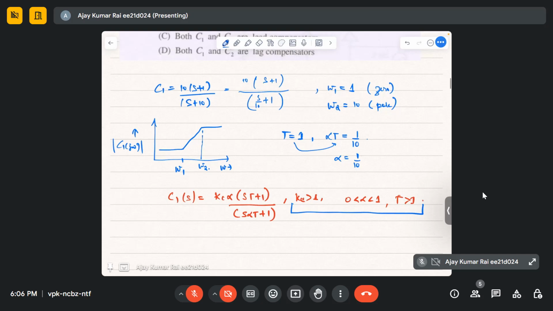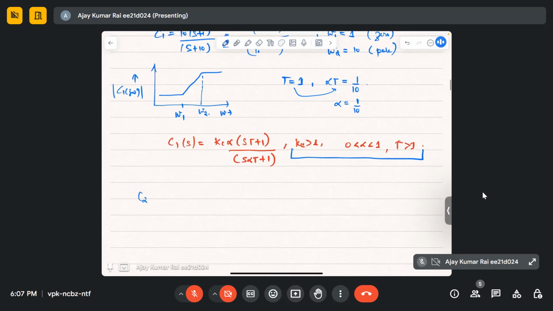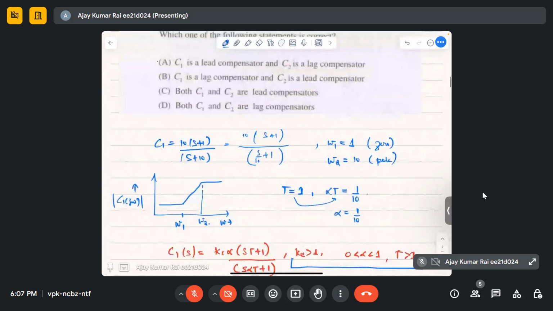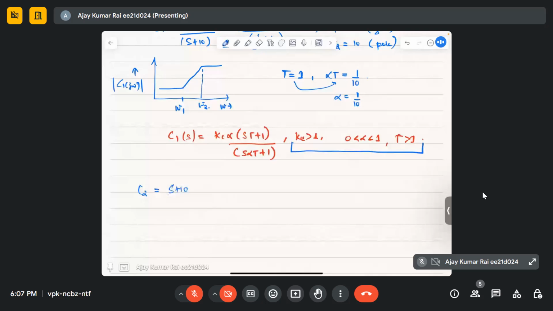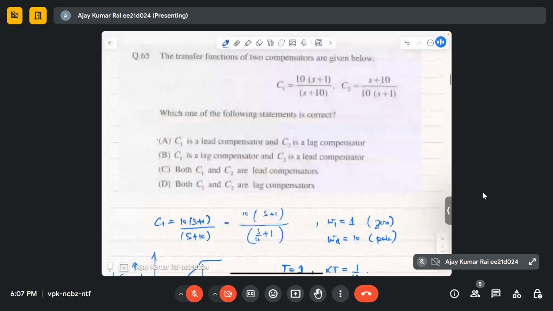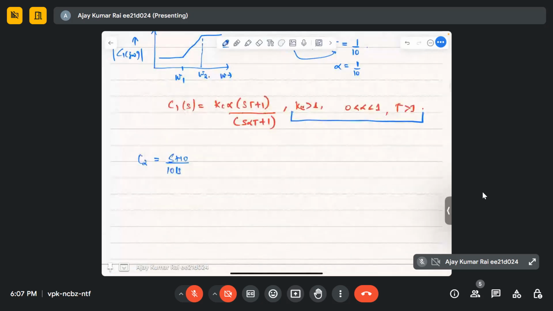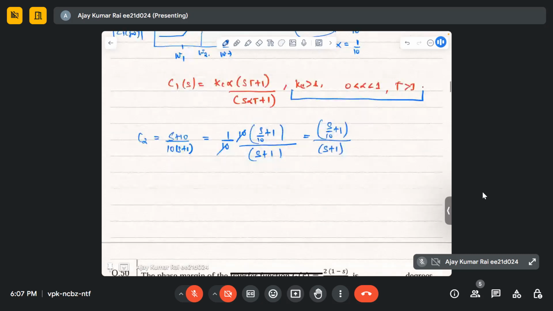Let me do C2, then it will be more clear. C2 is equal to (s plus 10) over 10 times (s plus 1). First we'll plot the Bode plot. Similarly, how can I write this? 10 is common, so it is s by 10 plus 1 over s plus 1.